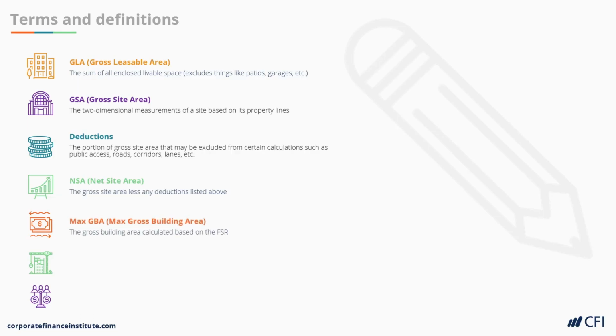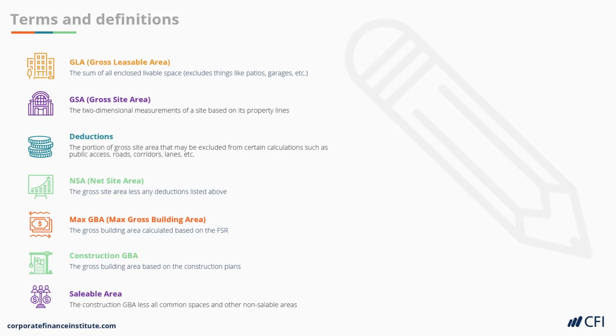The max GBA stands for maximum gross building area, and it's the largest building area that can be built by using the floor space ratio that's provided for the property. Construction GBA is equal to the gross building area based on the construction plans. And finally, the saleable area is the construction gross buildable area less all common spaces and other non-saleable areas. All of these terms and definitions are going to be useful when building our development model together.